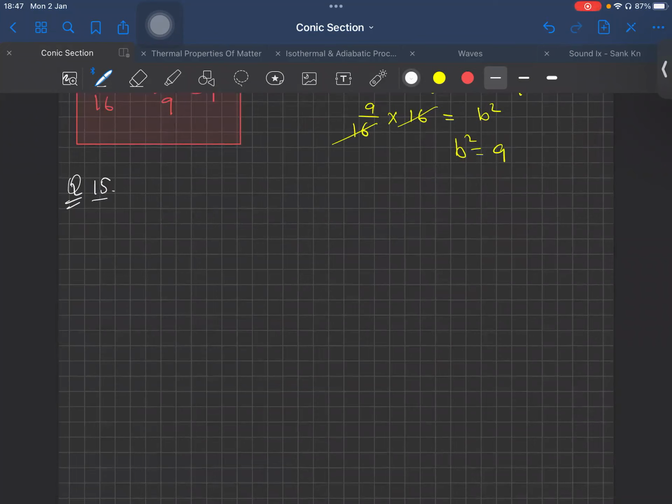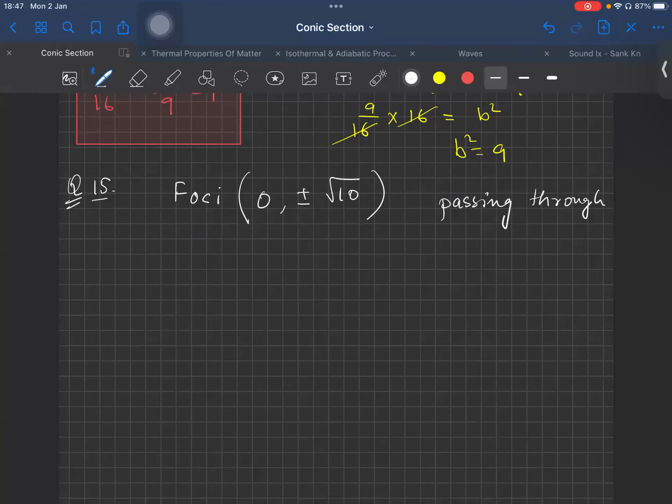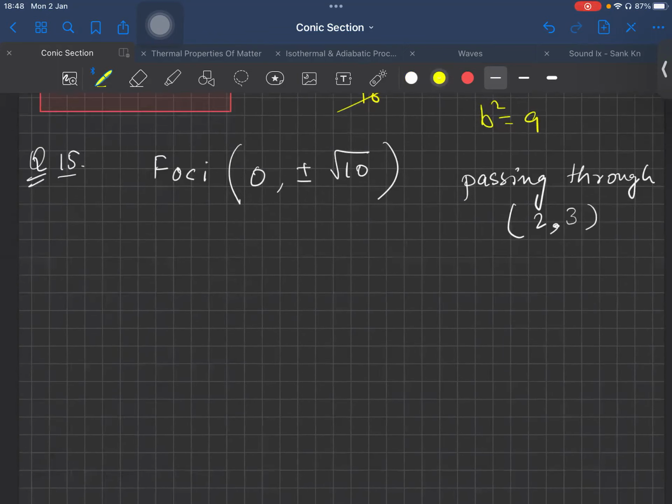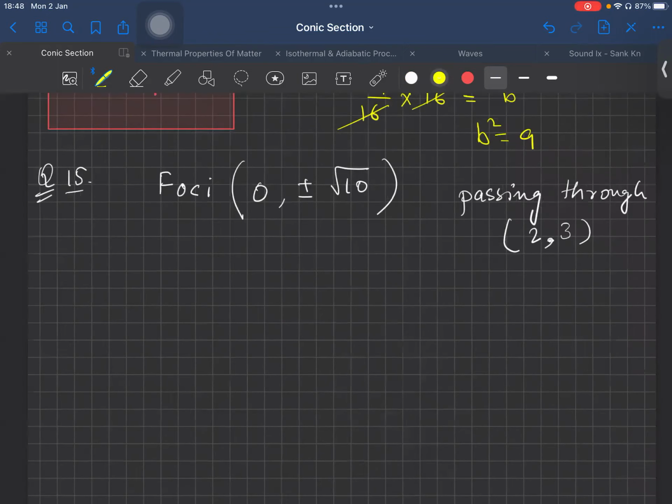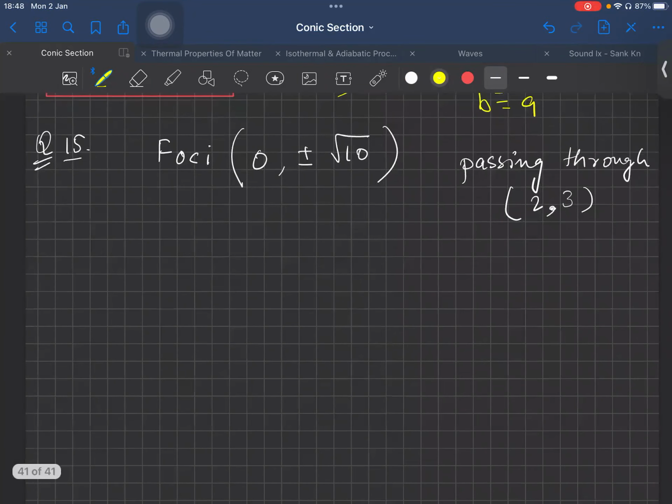So focus is given 0, plus or minus... What type of hyperbola is this? Passing through which point? 2, 3. Okay. So it is focus given and the hyperbola is passing through this point. What type of hyperbola is this? Ask Shrikruti. Murli, what type of hyperbola is this?